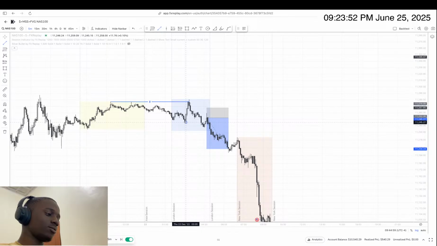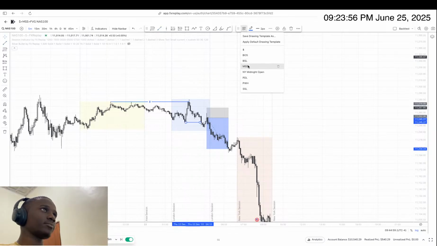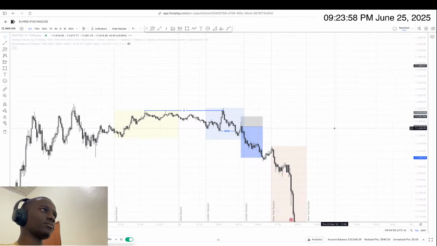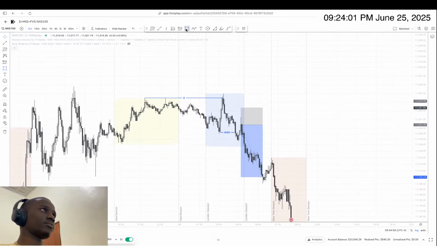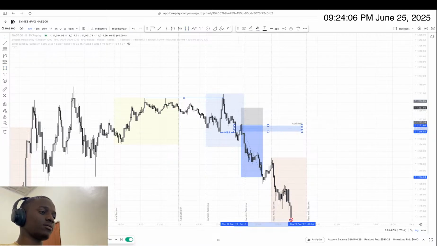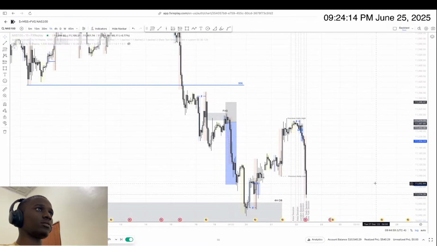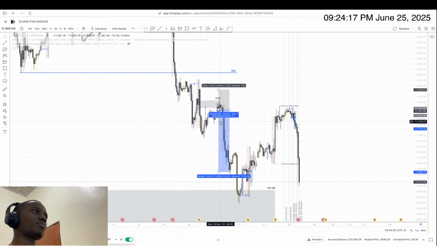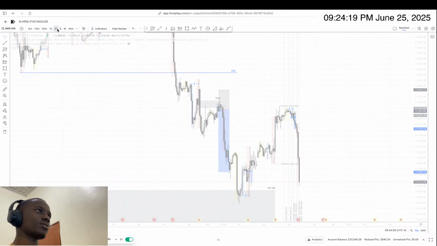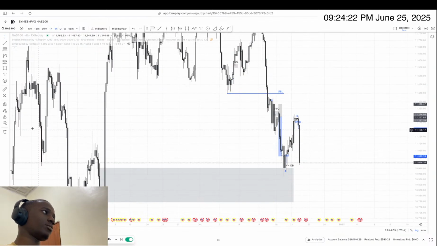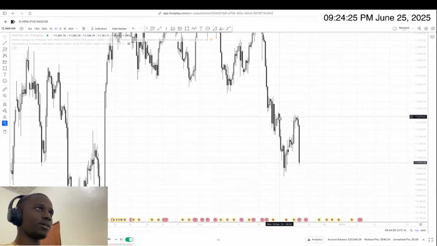So we had the shift here, and we had this. So it's basically we're respecting a POI inside there. Let's see which POI it was. So it's some kind of auto block, because you can see we have another block here. So in that auto block we had a sweep, shift, and boom, the drop.